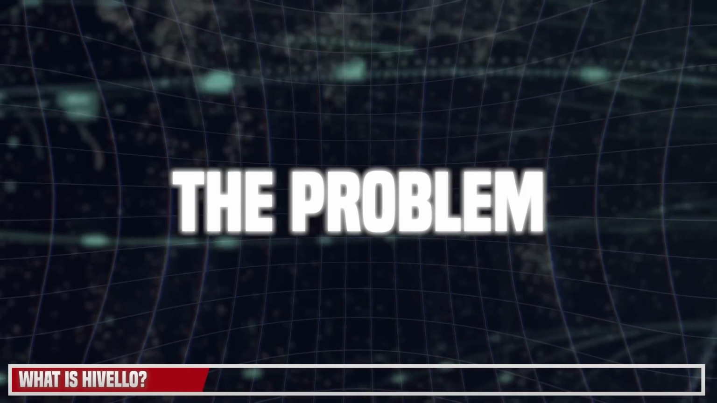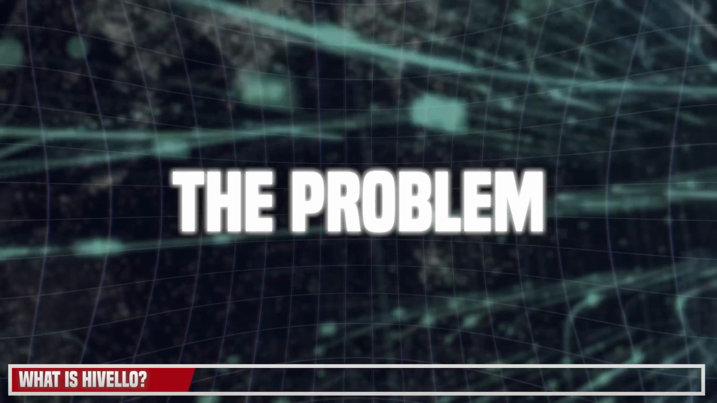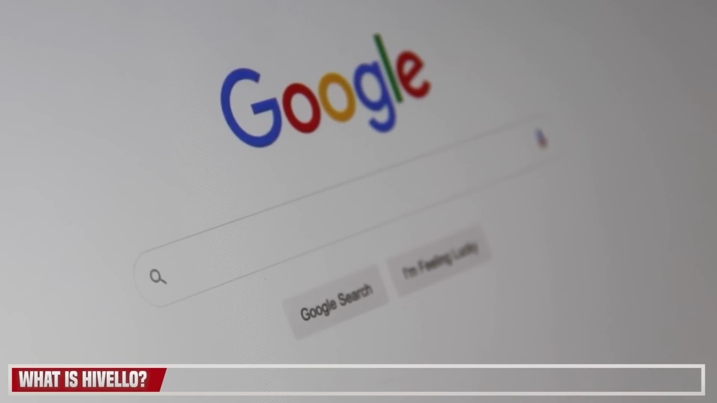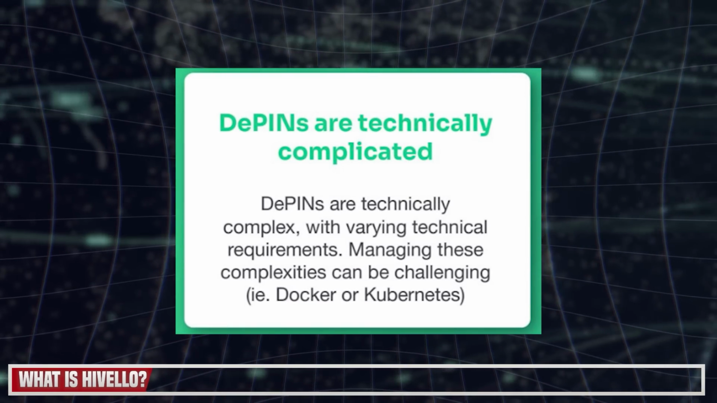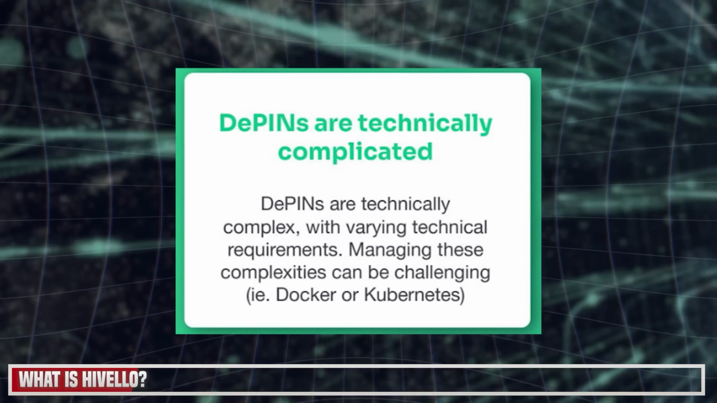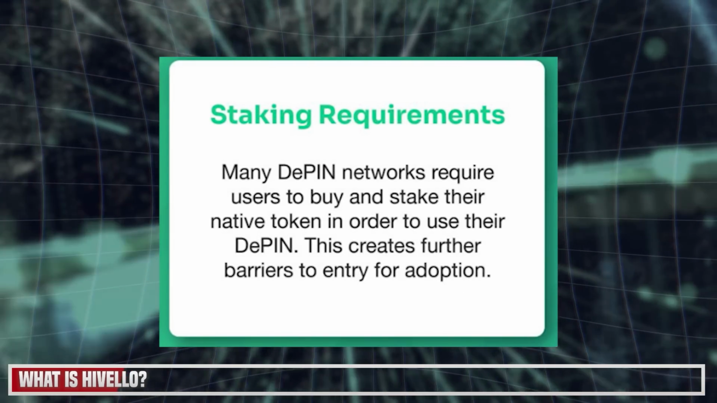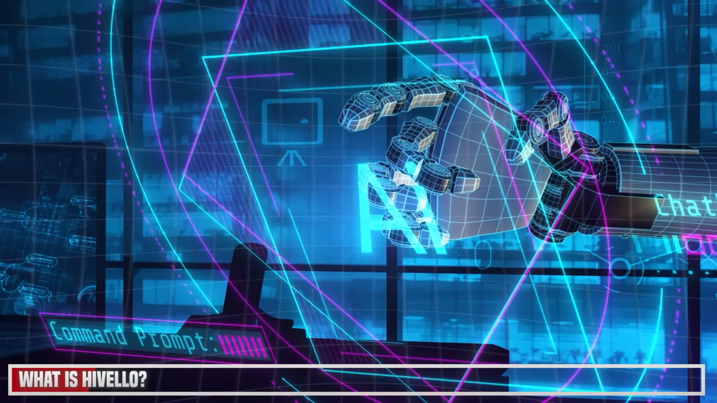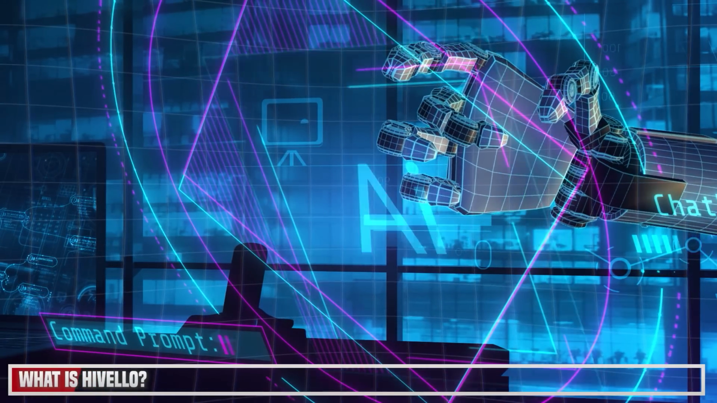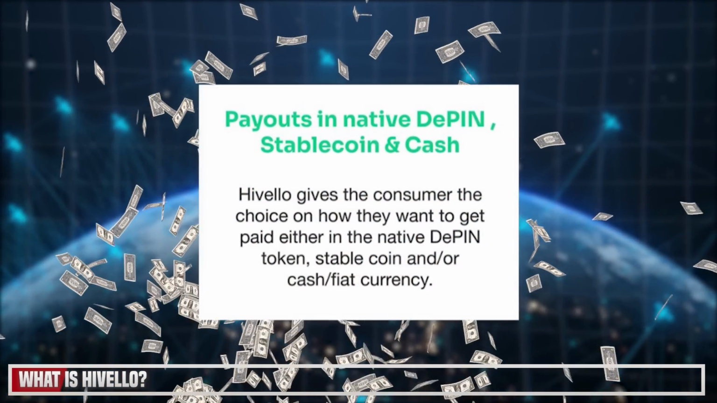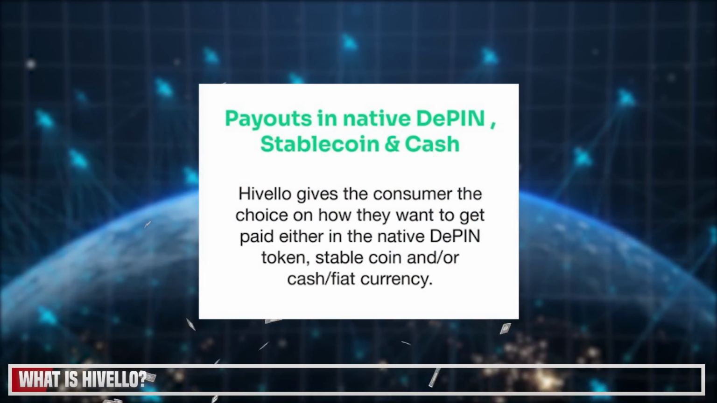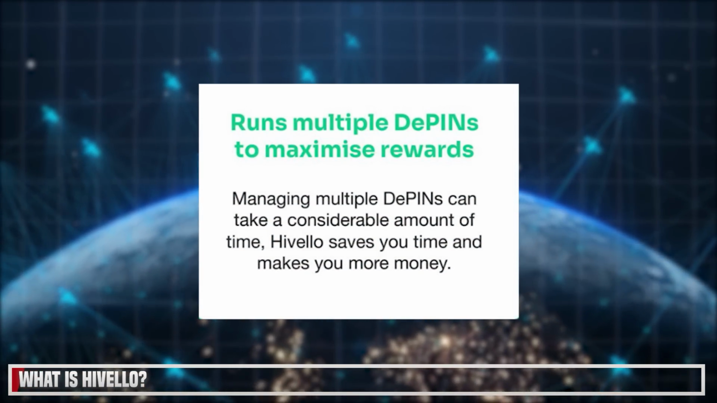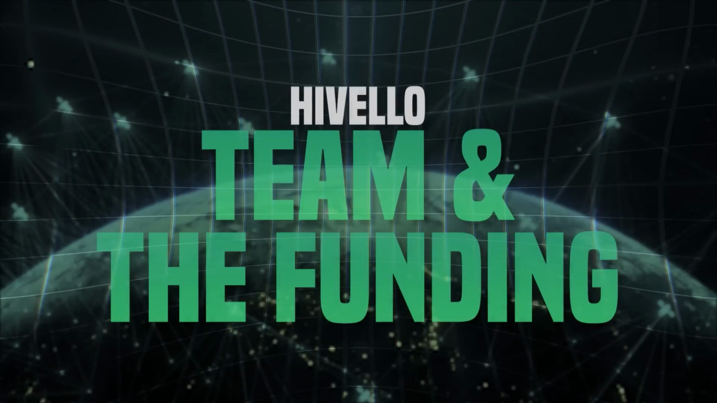Now, the problem that Hivello is trying to target, especially if you're somebody like me that has a ton of different browser extensions on your PC, is that they run quite independently. Some of them are technically complicated, like you have to run them on Linux or know a little bit of code. And a lot of DePIN projects require staking. Well, this removes all of that by having one project that uses AI to manage your resources to ensure that you get the best out of it, and also pays you out in their native coin, but also pays you out in USDT as well, allowing you to run multiple DePIN projects on a bunch of different devices and earn the maximum rewards.